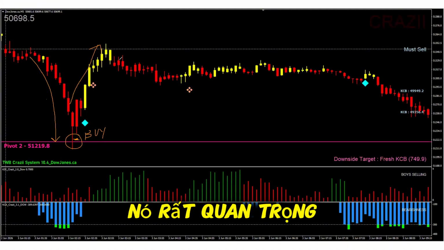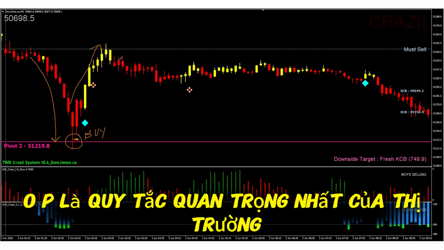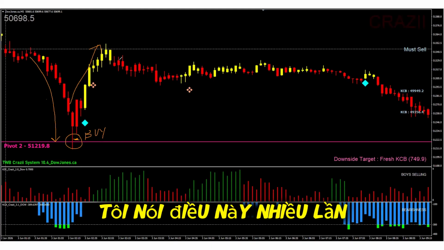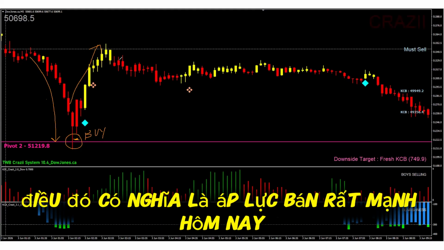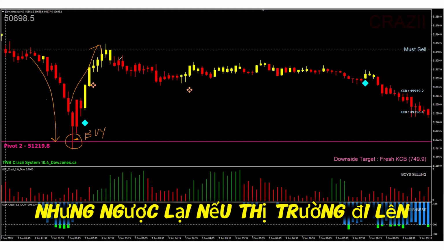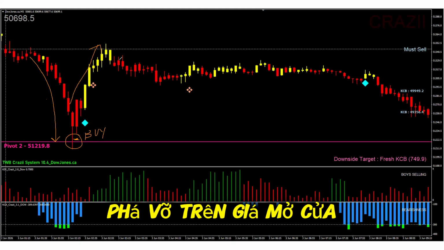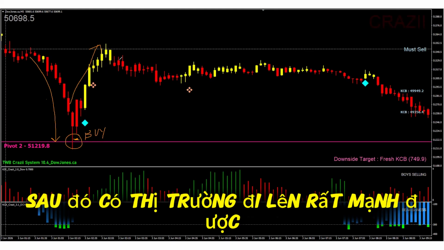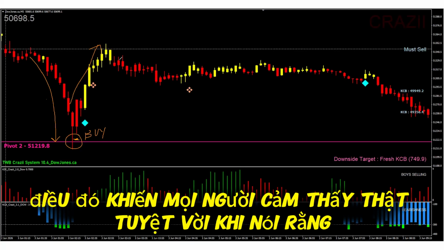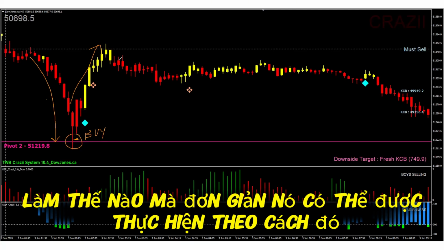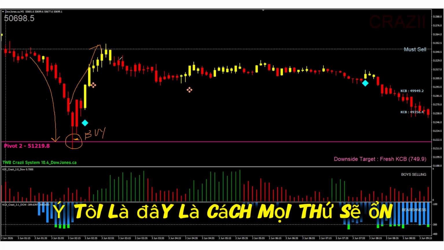Now, guys, it's very, very important. The OP is the most important rule of the market. I say this many, many times. So if the market touches OP and comes down, that means the selling pressure is very strong today. But vice versa, if the market goes up instead and breaks above the opening price, then yes, the market's strength to go up is very, very strong. It's a very simple analogy, which makes people find it so amazing. They say, can it be done that simply? But this is how things should be done.